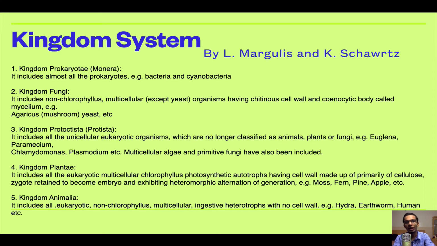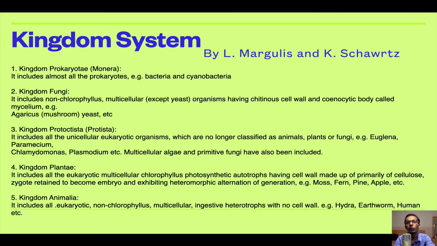So kingdom Prokaryota, which was Monera in the time of Whittaker, includes almost all prokaryotes. Similarly, prokaryotes, but all, not just unicellular. If it's multicellular, still it's going to be in kingdom Prokaryota. Bacteria and cyanobacteria as well, which we have studied are a unique type of cells. That's why they are in an individual kingdom.